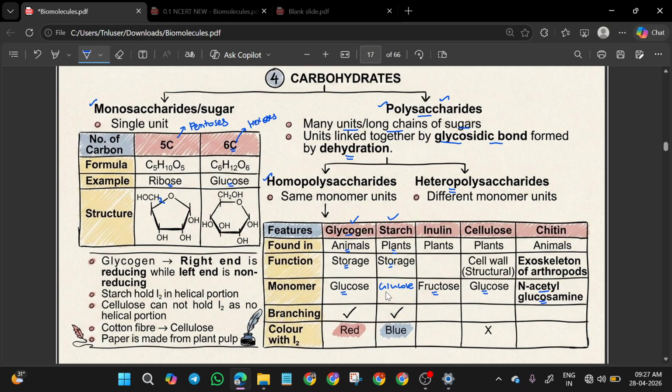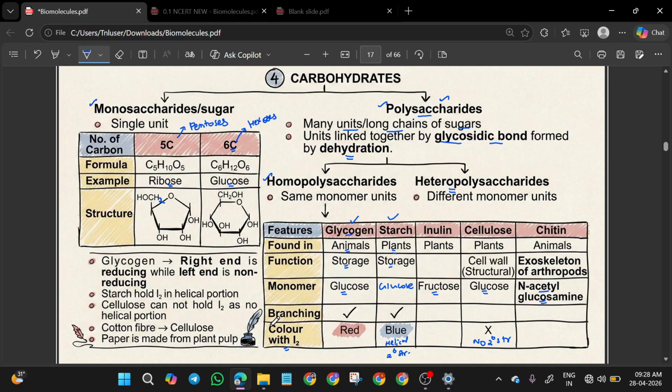Inulin, cellulose, nothing is said about these. Then the color formed with iodine: glycogen will form a red color. Starch will form a blue-black color, because starch has helical secondary structures. So why does cellulose not show a color change? Because there is no secondary structure, no helical structure to hold the iodine molecule. This is the difference we have to know.